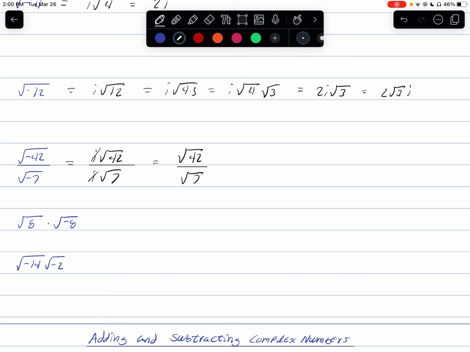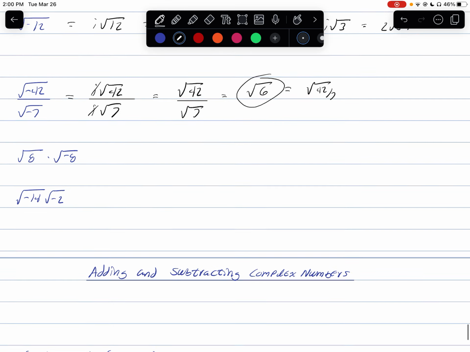So now if we go ahead and combine these two, we will get the square root of 6. That's just because we have the square root of 42 divided by 7, which is 6. So square root of 6 is going to be your answer here.